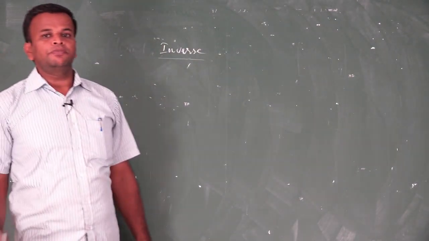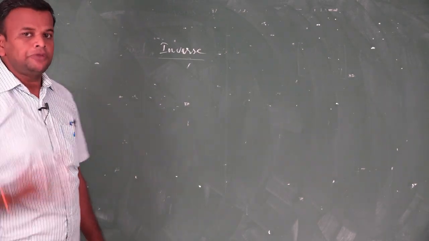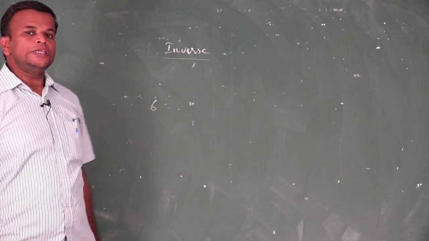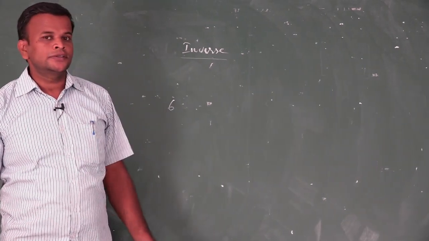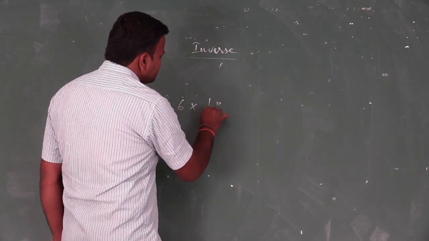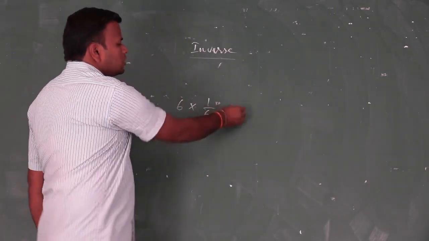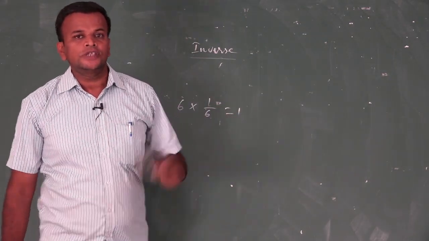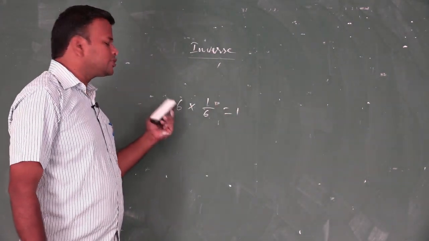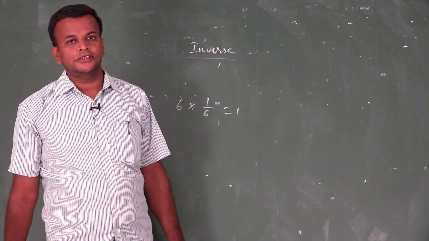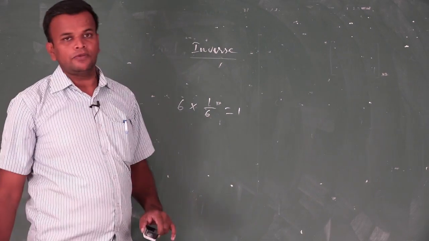What is meant by inverse? In multiplication, I will take one number, 6. What is the multiplicative inverse of 6? The multiplicative inverse of 6 is 1 by 6, because when we multiply these numbers, we get the multiplicative identity. So we say 1 by 6 is the multiplicative inverse of 6, or 6 is the multiplicative inverse of 1 by 6. So that is an inverse.